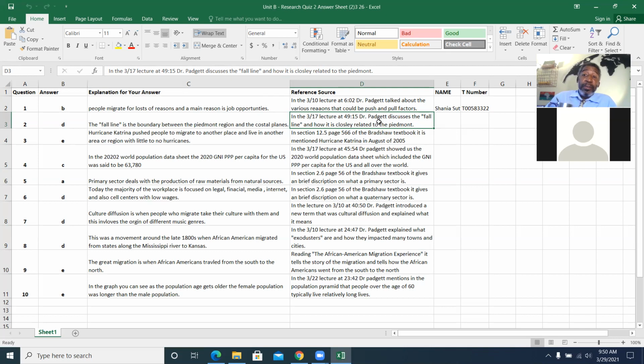So here's a case where this particular student got the answer wrong, but in the explanation, yeah, definitely knows what the Piedmont region is and has a reference directly to where I discussed the fall line in the Piedmont. So in this case, this will be a 2 out of 3. Good, good, wrong.